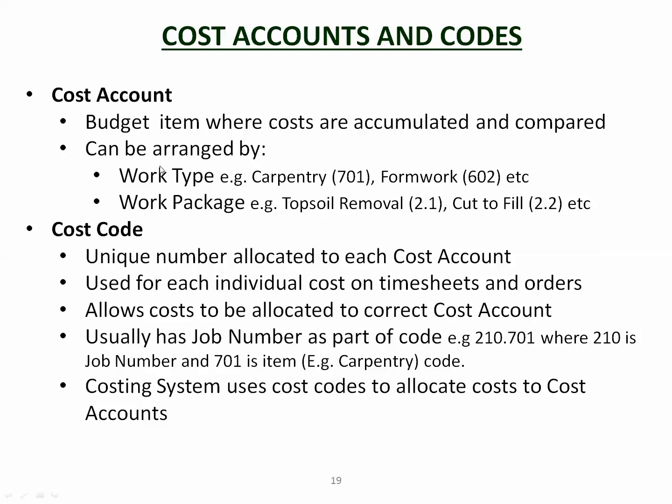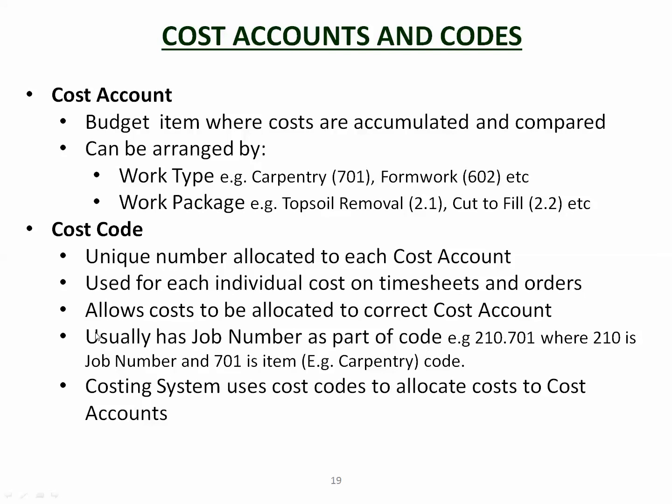And so the cost accounts can be either or, and companies use both of those. A cost code is a unique number allocated to each cost account. So the guys in the field, when they are writing their timesheets, they need to have a number to do it. What they don't want to do is write, I was working on the cut to fill operation for 4 hours. What they want to do is item 2.2, 4 hours. So it's a unique number to allow people to allocate their costs to the appropriate cost account when they're doing their timesheets and when they're doing the orders.